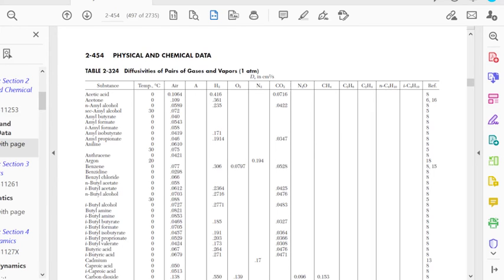But it is important to note that the value 0.109 is only valid at 0 degrees Celsius. Our system temperature is 323 Kelvin. Therefore, we have to convert this value of diffusivity to an appropriate value at our system temperature. Okay, let me first list 0.109 square centimeter per second at 0 degrees Celsius.